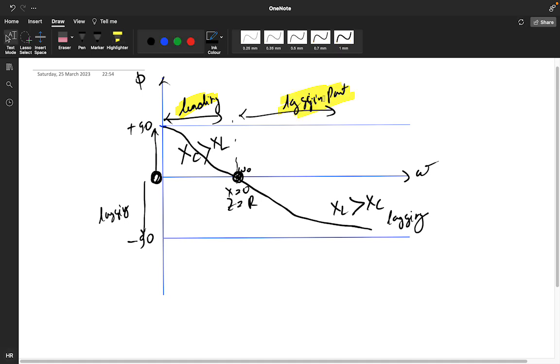Is this clear? 0 to 90 degrees you will get leading, and 0 to minus 90 degrees you will get lagging, and at 0 degree you will get omega naught, X equals 0. When will phi be 0? At omega naught frequency. Guys, is this clear?